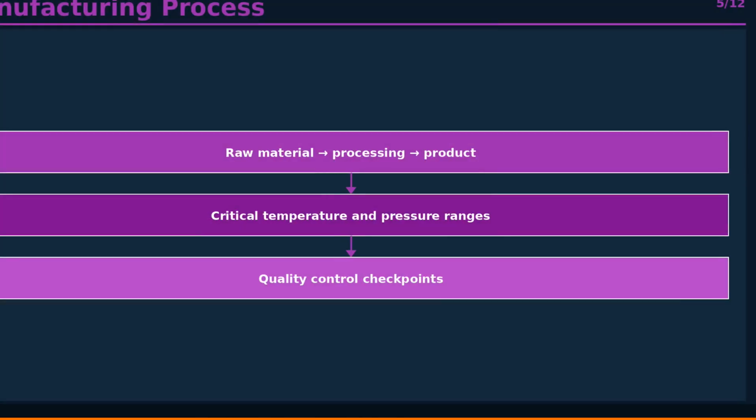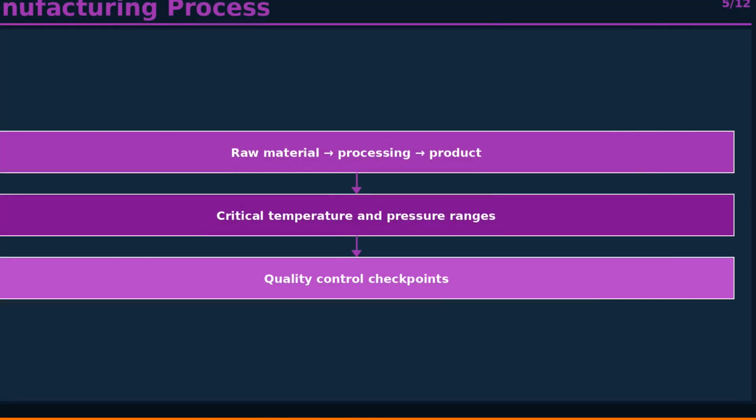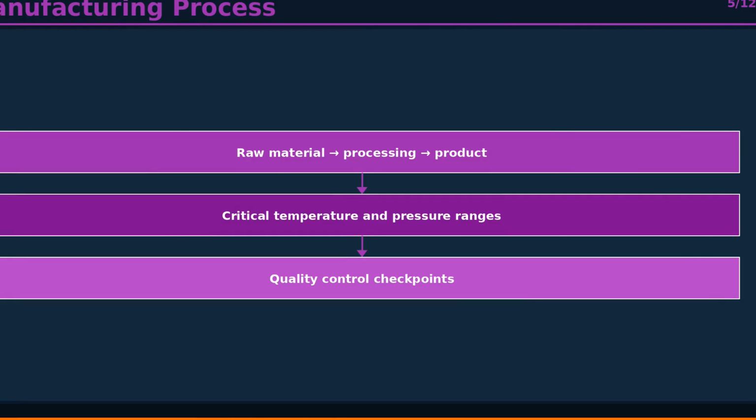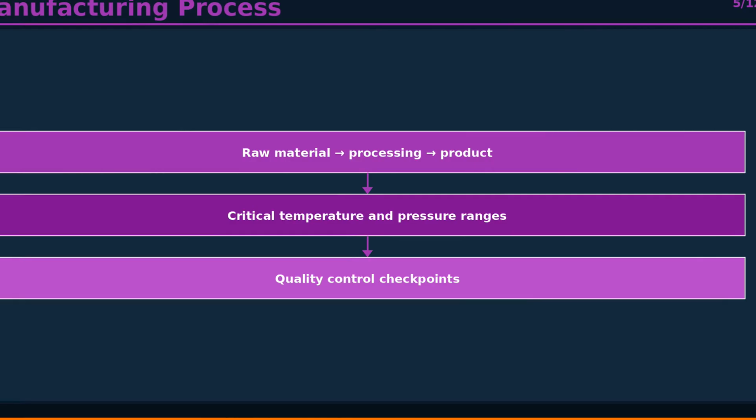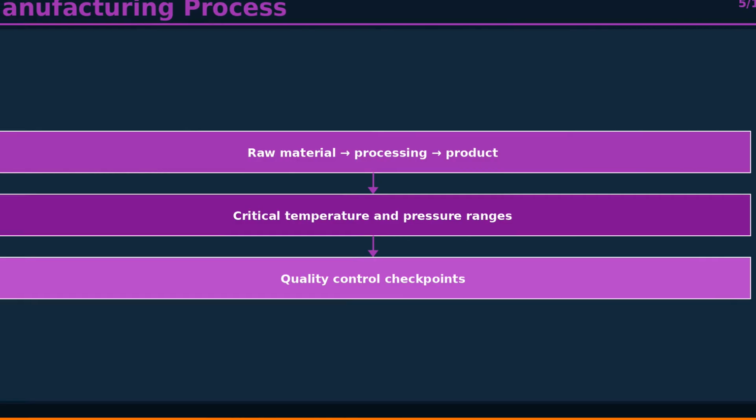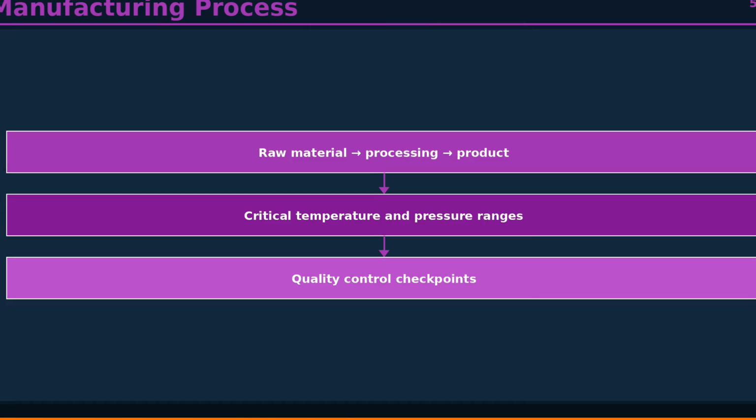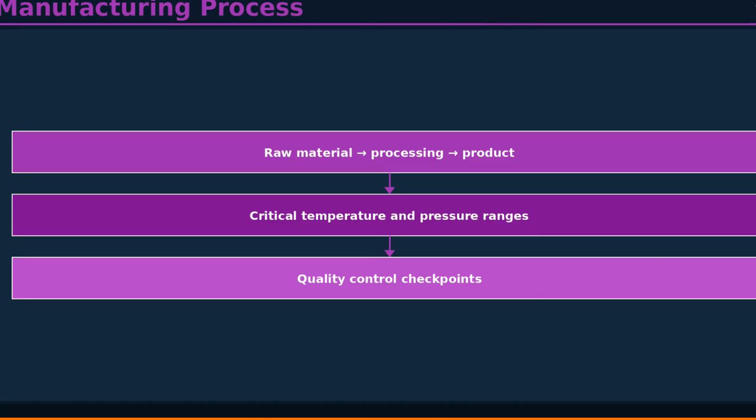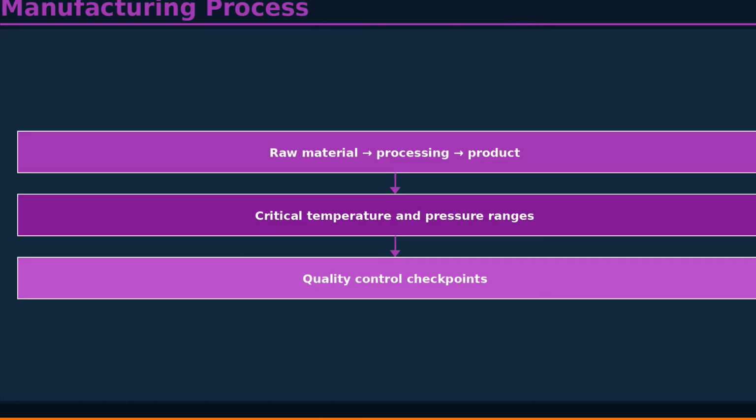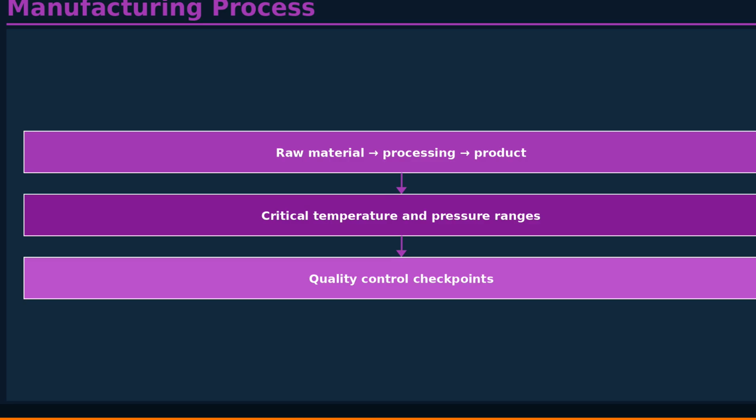The manufacturing process for Introduction to Polymers and their classification begins with raw material preparation and conditioning. Precise control of temperature, pressure, and time at each step is critical for quality. Quality checkpoints at each stage prevent defects and ensure consistency.